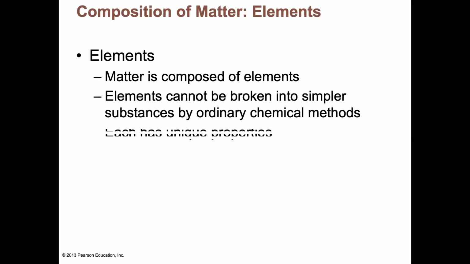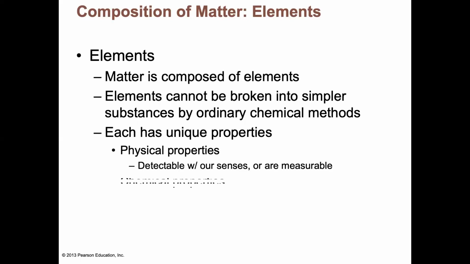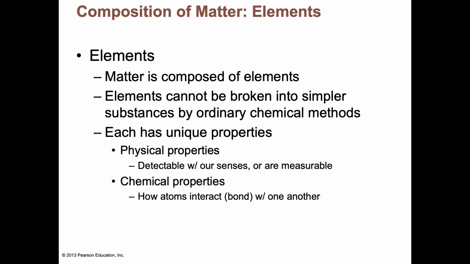Matter is made up of elements, all right? And elements basically are components of matter in the universe that cannot be broken into simpler substances by chemical means, okay? Each element has unique properties that we can pick up with instrumentation or with our senses. And then they have chemical properties which determine how they interact with each other, how they hook up, okay?